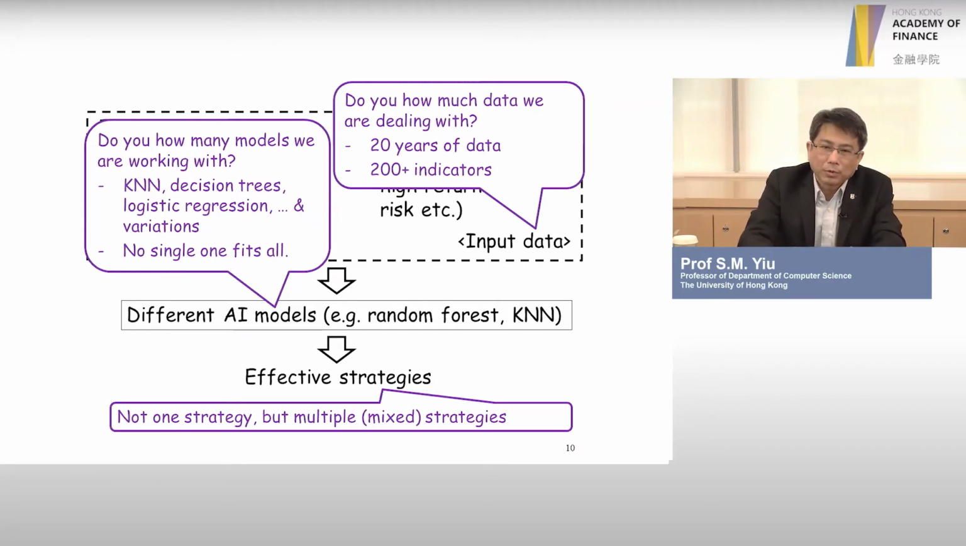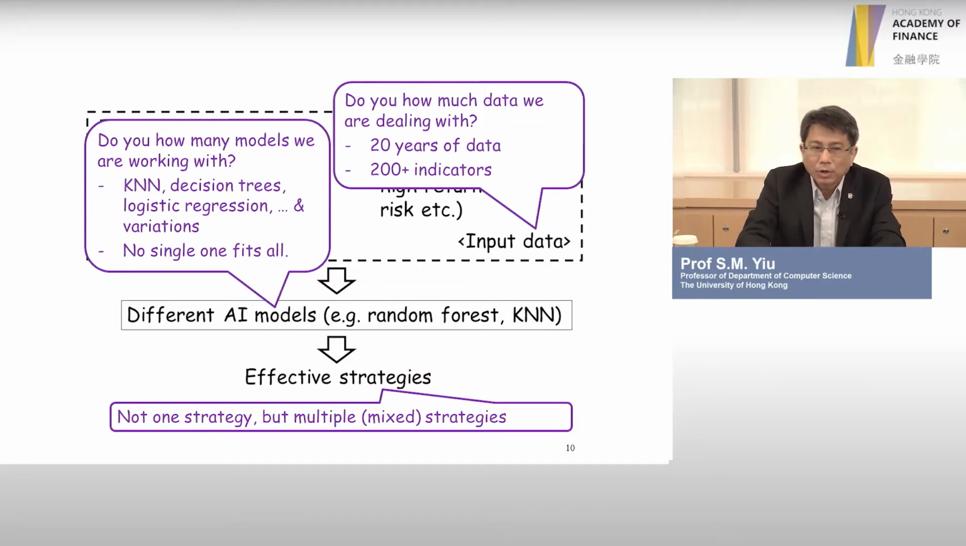Now, for example, if we are talking about 20 years of historical data, and we try to get 200 indicators, that will be the input. In my next slide, I will give you some calculation, so you can estimate a little bit how much data we are dealing with.